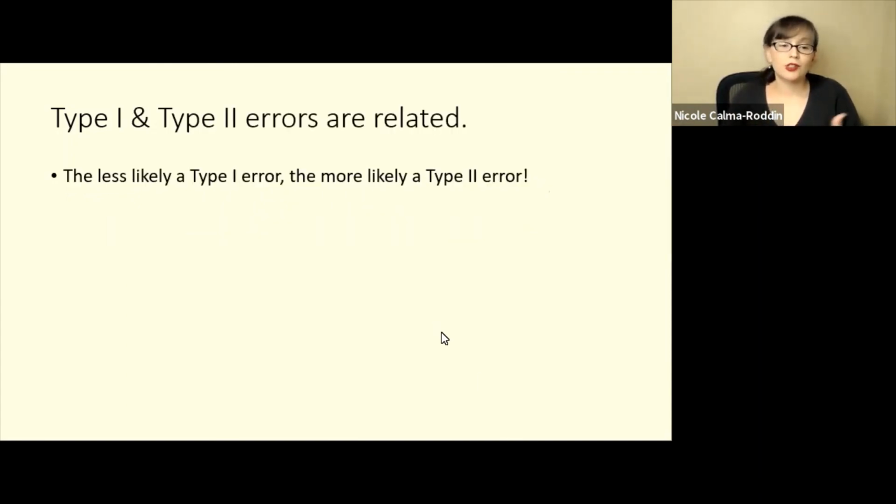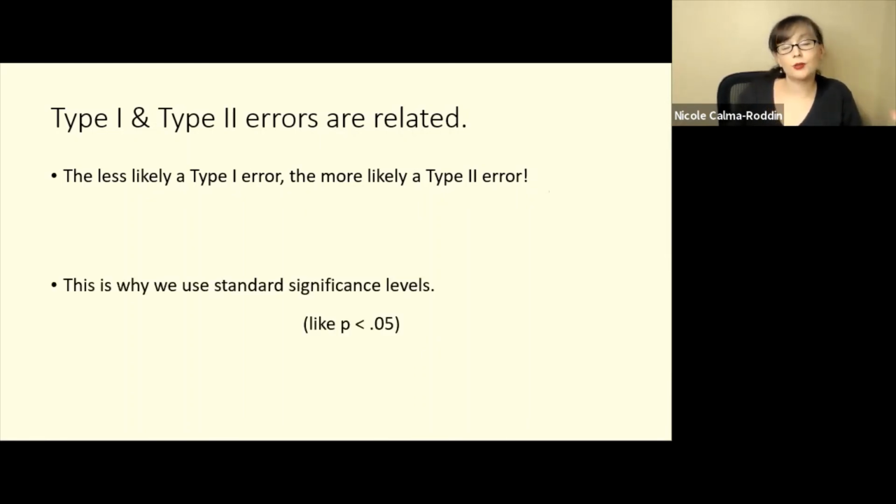Because of this relationship between our type 1 and type 2 errors, as we said, we have to balance this. And this is actually part of why we use standard significance levels, like p less than 0.05. This is a standard significance level that's widely accepted in the field, and the reason is because this is a balance. We're going to accept the risk that there is a 5% chance that our results are just due to chance or some kind of random effect, but we're still balancing and not making it overly likely that we're going to wind up with a type 2 error.